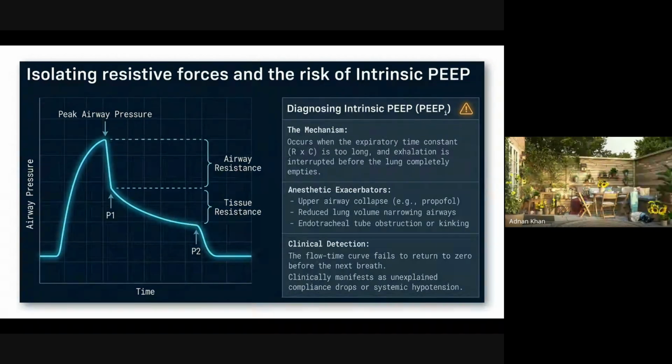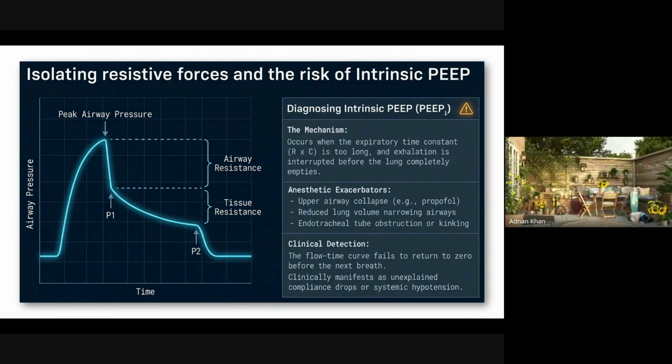You can see another steeper decline from P1 to P2, which represents tissue resistance and the viscoelastic properties of the lungs and chest wall. This also highlights the intrinsic PEEP or auto-PEEP, which develops when exhalation is incomplete due to increased resistance or insufficient expiratory time.